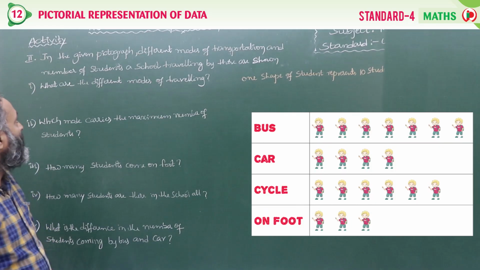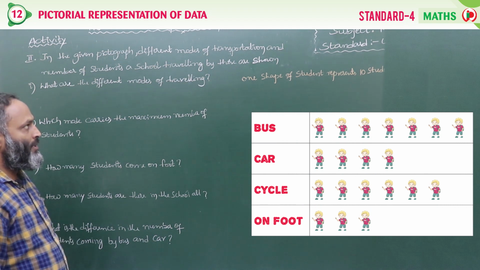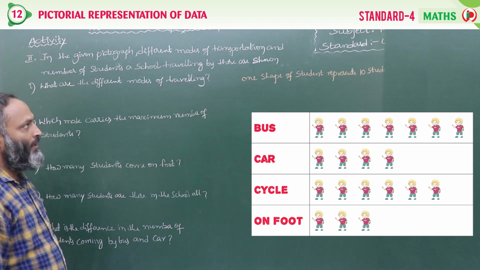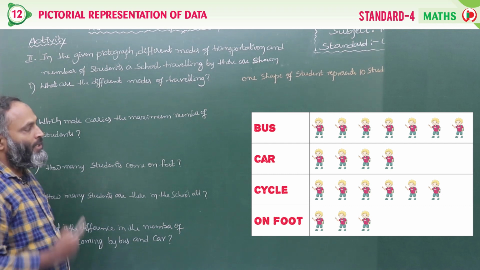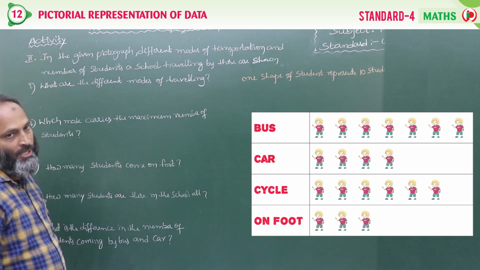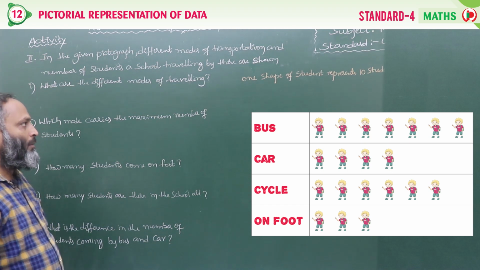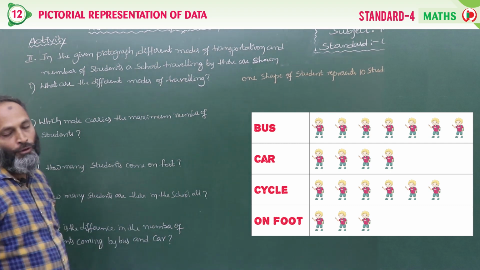Now the students see here. So in the second question, in the given pictograph, different modes of transportation and the number of students a school travels by are shown. See in the pictograph, the modes of transportation are given. What are the modes of transport? Bus, car, cycle, on foot.